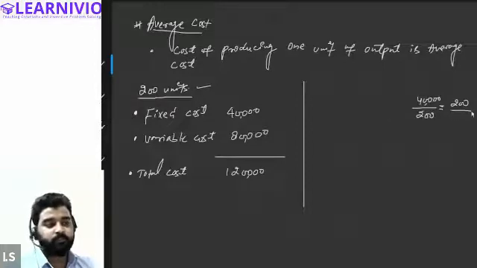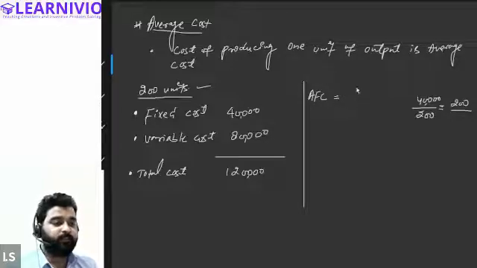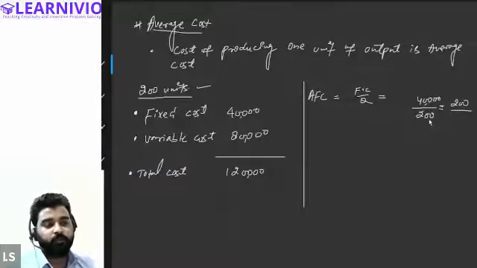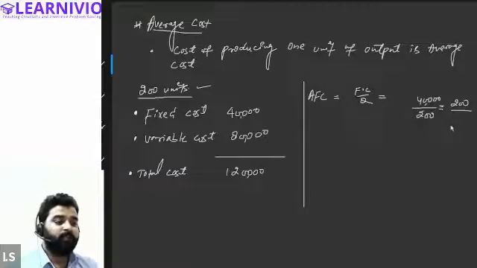So what we have done, we have found the fixed cost of 1 unit. This is the fixed cost of producing 1 unit of output. This is called average fixed cost, and it is written as AFC. So in order to find out the AFC, we have simply divided the total fixed cost by the quantity. We will get 200.